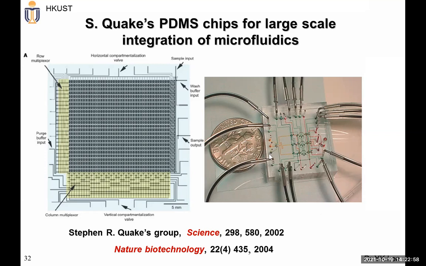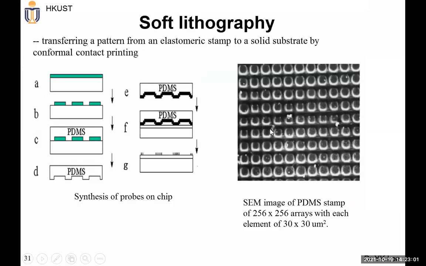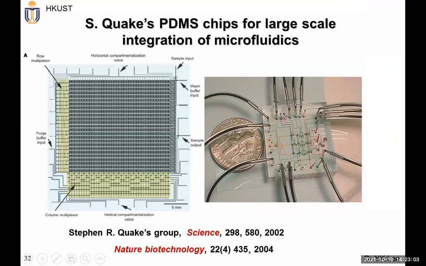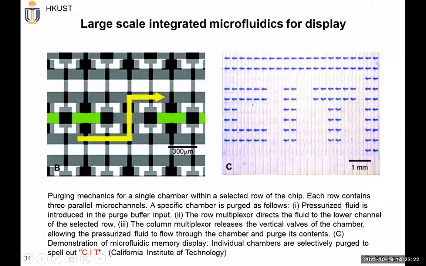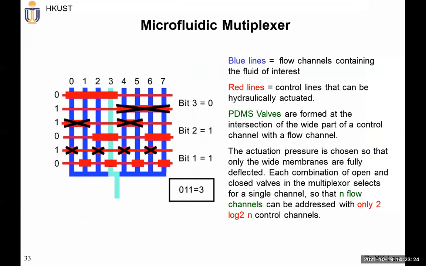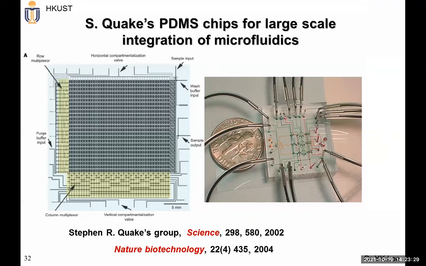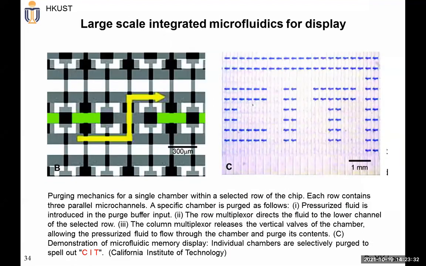If you have multiple inlets and flow controls, in this case you can do very large-scale microfluidic integration to perform very complicated functions, for example, a microfluidic multiplexer. With this kind of X and Y multiplexer, you can control the flow in a very precise way. This paper was done by Stephen Quake. They published it in Science in 2002, and they really created an interesting display.